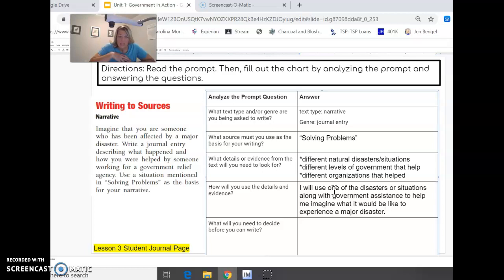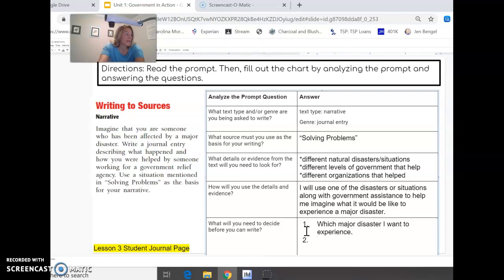And last on our chart is, what will you need to decide before you can write? So before I can write this journal, what am I going to decide? Well, I need to decide, again, which major disaster I want to experience. We don't really want to experience it, but you know what I mean. Okay, I need to decide which one I am going to talk about, because that's going to have to do with what's going to happen in the setting, what it's going to look like around me, and it's going to also determine what kind of help I need.